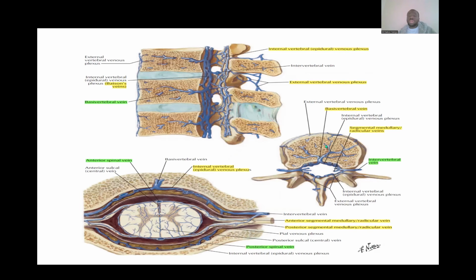So that's a summary of the arterial supply of the spinal cord. Now, the venous drainage of the spinal cord. An important fact to know is that there are venous plexuses: lots of veins that form a network called a plexus. The plexus that lies within the vertebral canal is the internal vertebral plexus, and it's in the epidural space, which is the space between the periosteum and the dura.